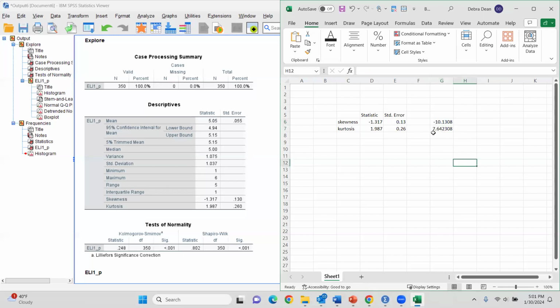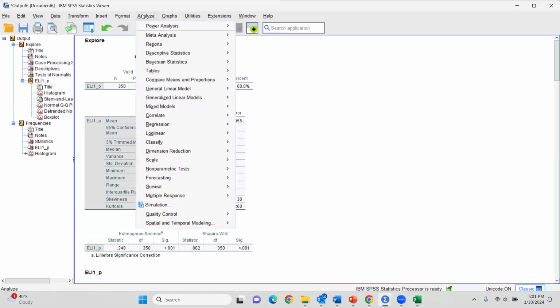So what we know here is that when that number is above positive or negative 1.96, then there's concern. Now, some say that that isn't a huge concern until it actually gets to 3 or more. Then it's a big concern. So in this case, I think we have enough information to verify that this is non-normally distributed data based on skewness and kurtosis. Now, I do want to show you how to get the graphs for that.